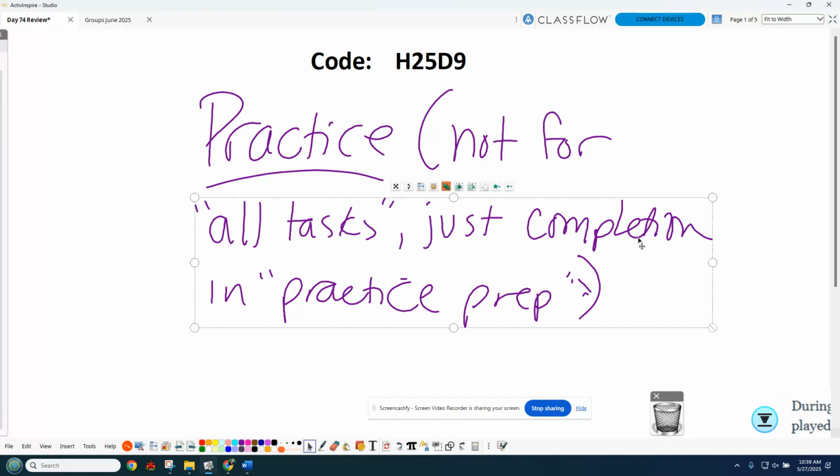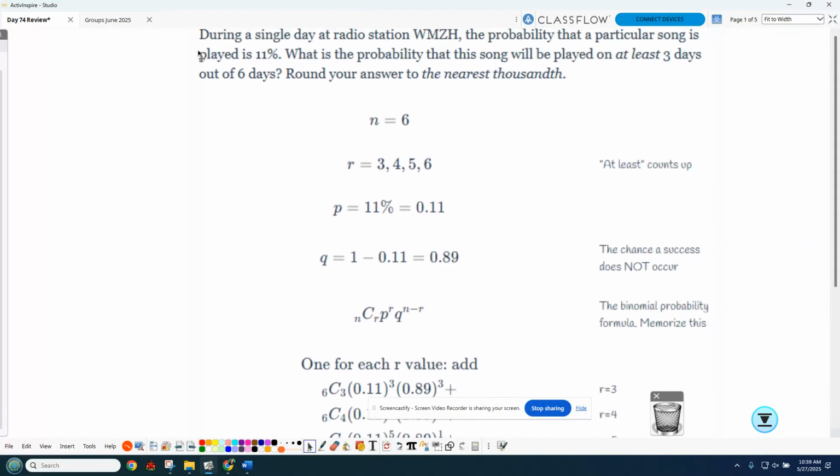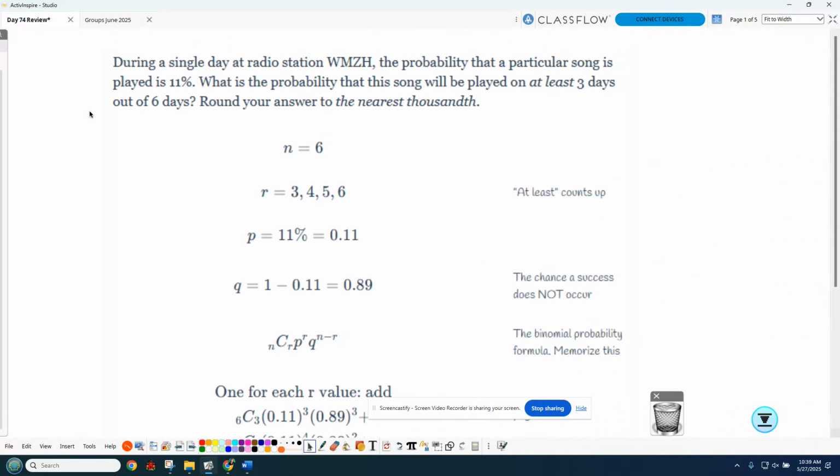Last class, people were asking about the at most and at least. So just at least 3 days out of 6. All right, that one's a pain, because maybe they played it 3 days, 4 days, 5 days, or all 6 days. You need to calculate all of them and add them together. No questions? All right.